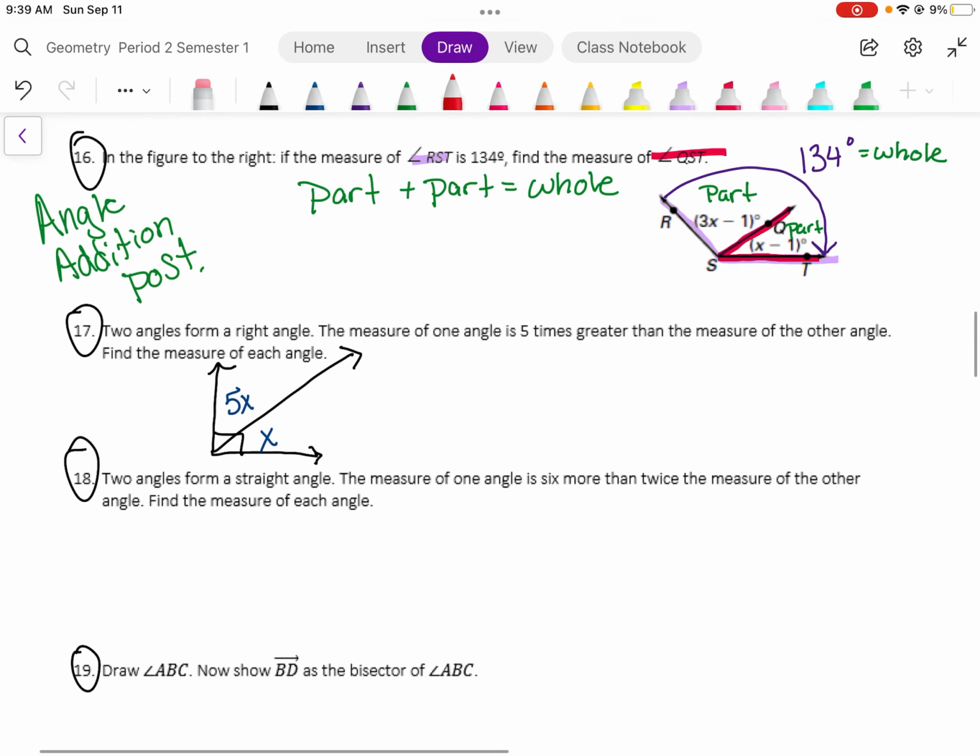This one, we're going to use the same process we used in number 6. We're going to take the part plus part and put that equal to the whole.